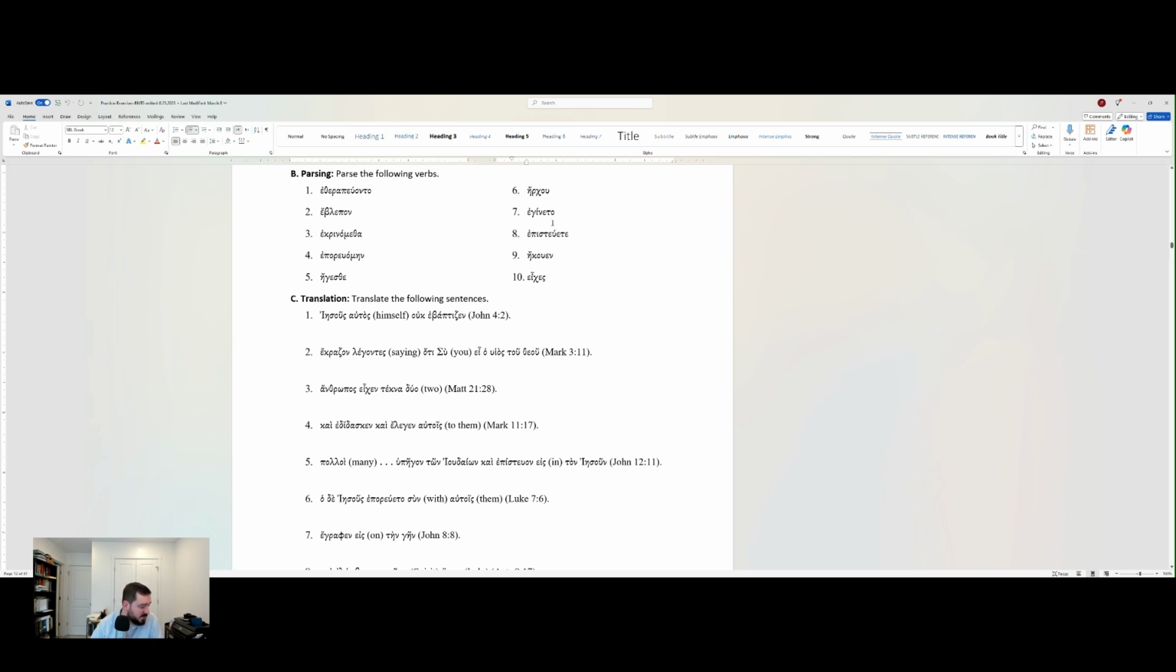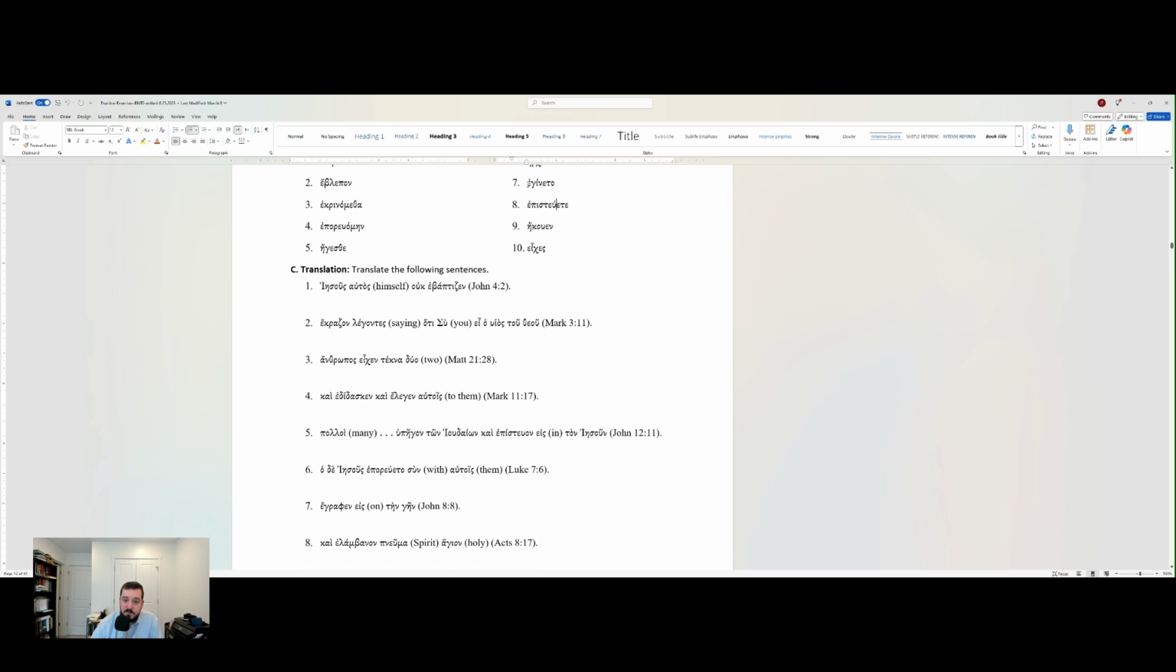It could even be a textbook here actually even has arriving as an option. Ginomai kind of has a broad semantic range, so keep that in mind. There's a lot of potential for a correct answer here, even if you don't exactly have what the textbook says.